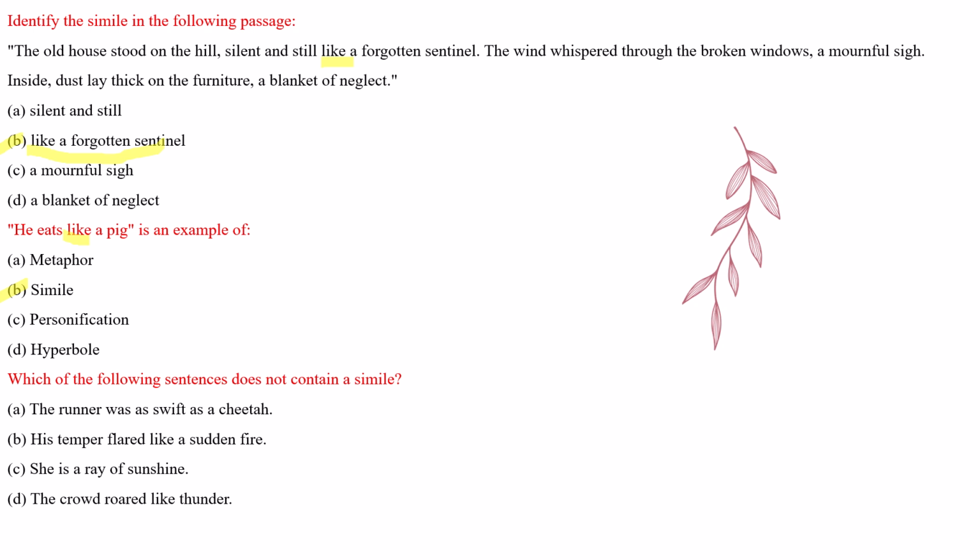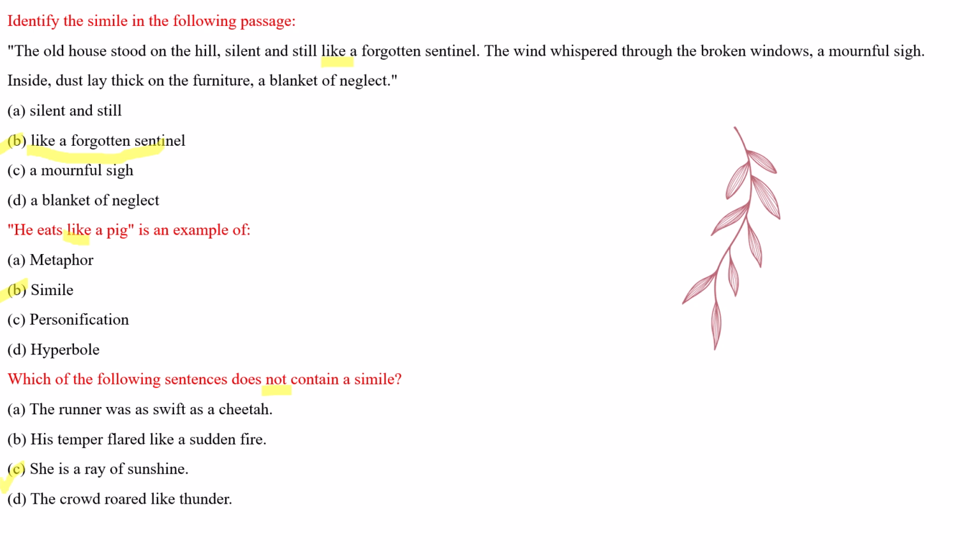Which of the following sentences does not contain a simile? So we have to find out which is not a simile. The runner was as swift as a cheetah. This is a simile because the comparison is made using as. Okay, his temper flared like a sudden. So here also the comparison is made using the word like. So it is also a simile. She is a ray of sunshine. This is a metaphor. So this is not a simile.